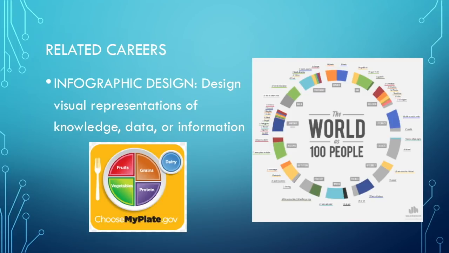Another really interesting art career is an infographic designer. So here's that word infograph again. So it's probably going to have to do with words and typing words to make them visually appealing to people. So an infographic designer is someone who designs visual representations of knowledge, data, or information. I thought this one was super interesting, designed by an infographic designer. The world at 100 people. So what the world would look like if there was only 100 people. The one on the left is very popular. It came out a few years back with Michelle Obama, the Choose My Plate. And it's just a simple infographic that shows you how many different fruits, vegetables, and things that you need.